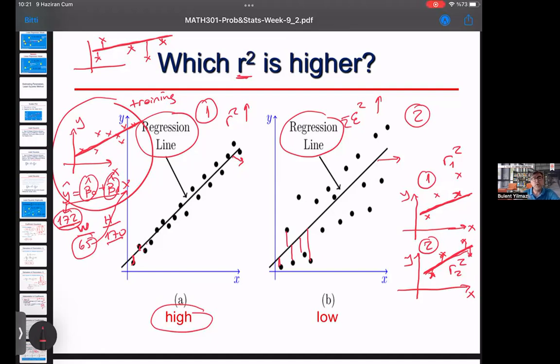You can find the error in your training data, but it's something different, okay? For the test, you don't find R squared. You only find R squared for training data. And then you use the model built from the training data to predict the height of the people whose weights you know, okay? Is that clear, arkadaşlar? Do you understand the difference between training set and test set? Do you understand this difference, arkadaşlar?